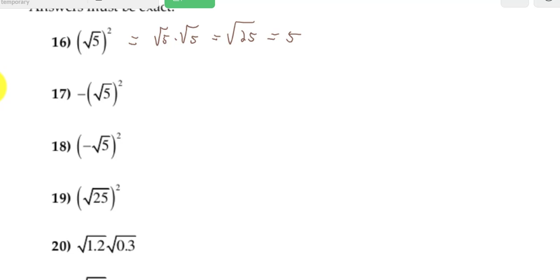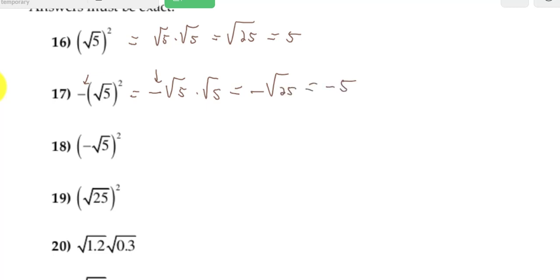Let's try another one. This one has a negative sign in front, so this becomes square root of 5 times square root of 5. Notice the negative sign is on the outside here. It's outside the parentheses, so the negative does not get squared. So you're left with negative square root of 25, which is negative 5.